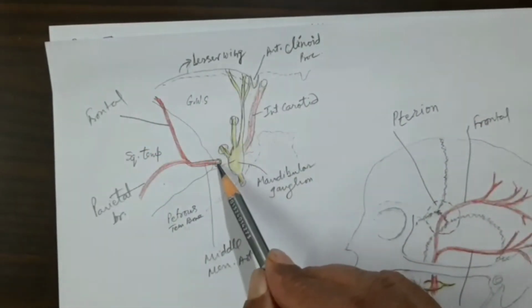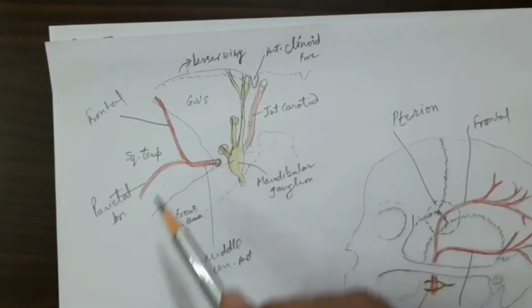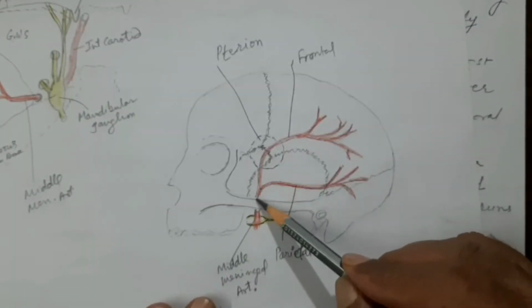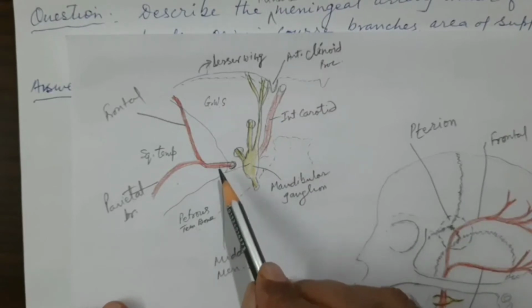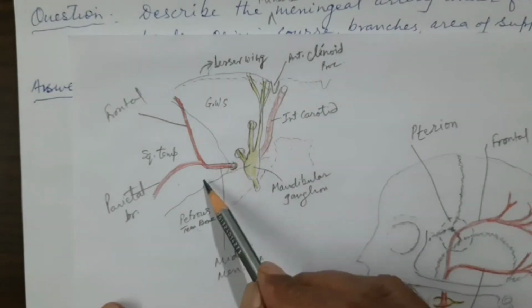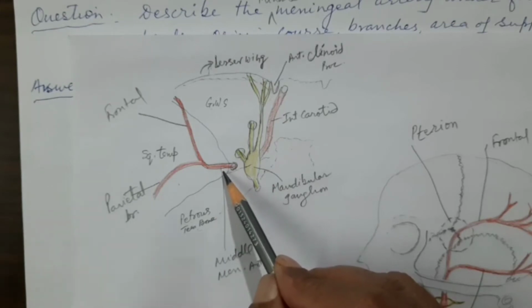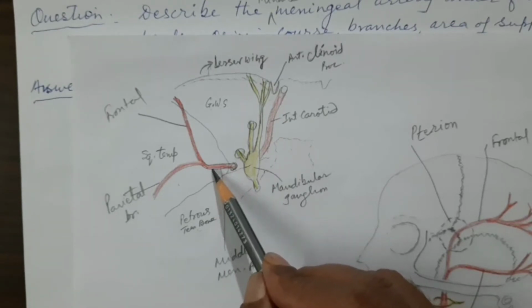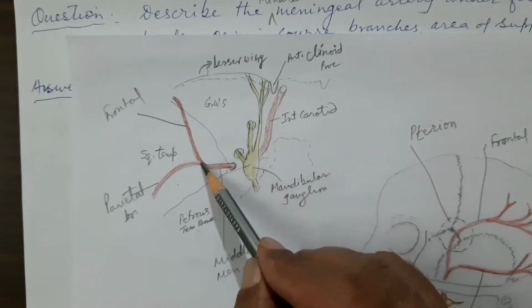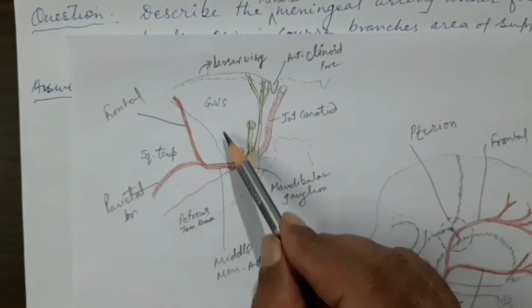and this is the floor of the middle cranial fossa. This is how this artery, after going through the foramen spinosum, will come on the floor of the middle cranial fossa. Okay, and it is lying on the bone covered by the dura mater. So the artery is extradural, outside the dura mater, but it is just in contact with the bones of the middle cranial fossa.